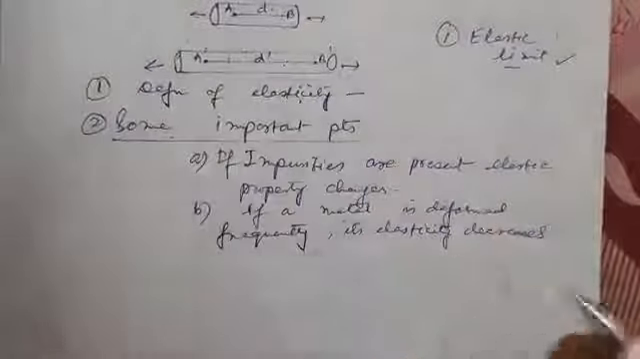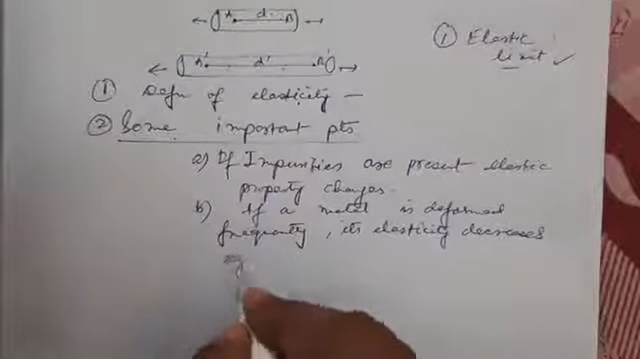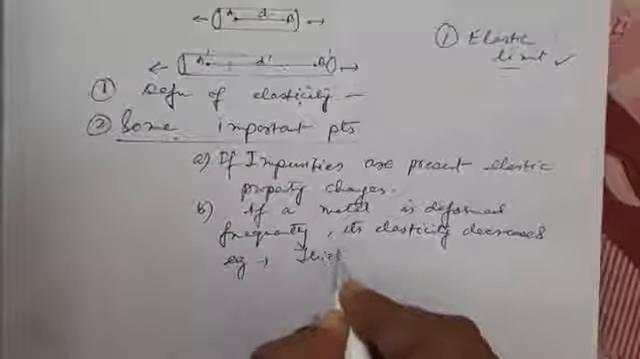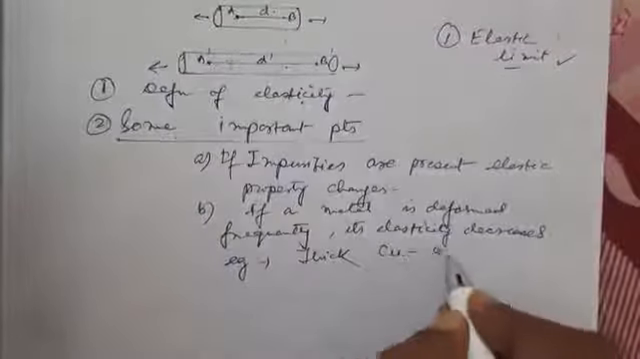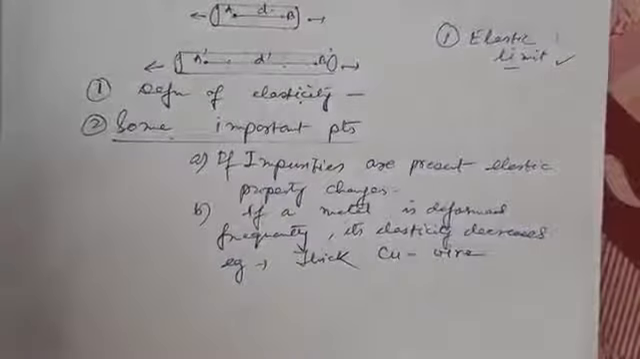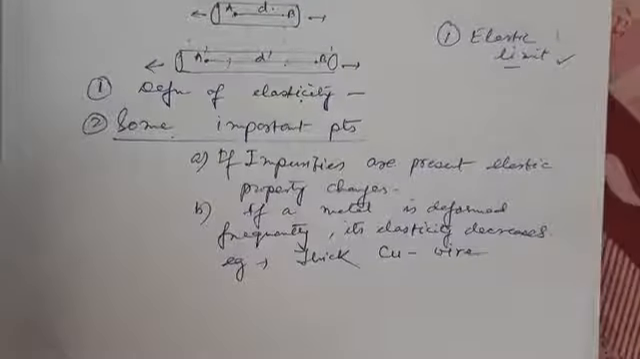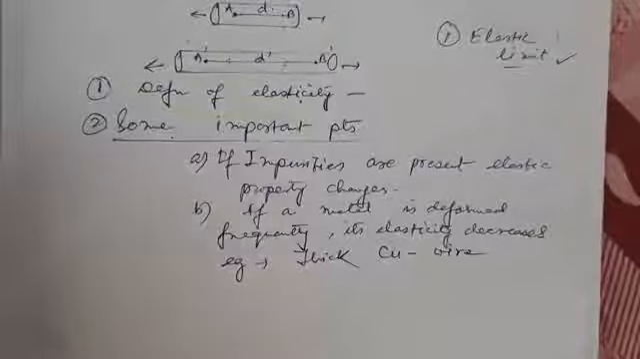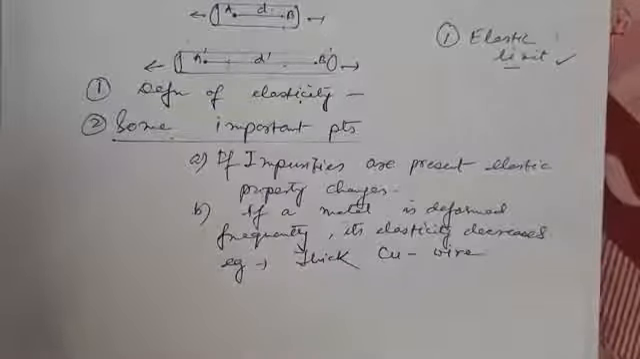Now, you can write an example for a thick copper wire. For a thick copper wire, if it is twisted 10 times, 15 times, it becomes hard and brittle. That means it is ready to crack.